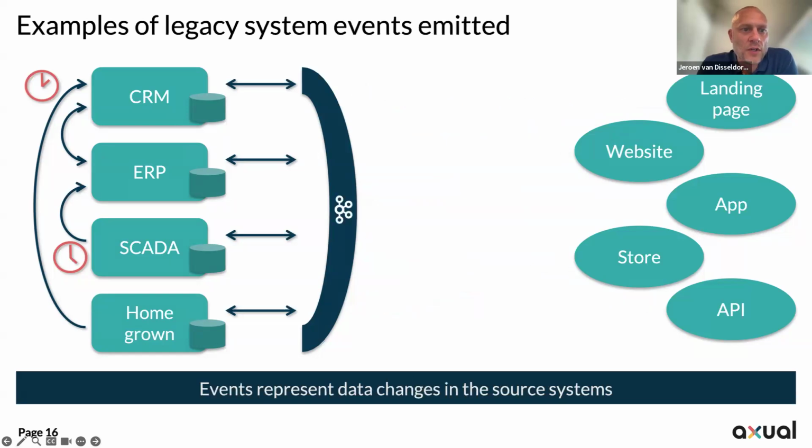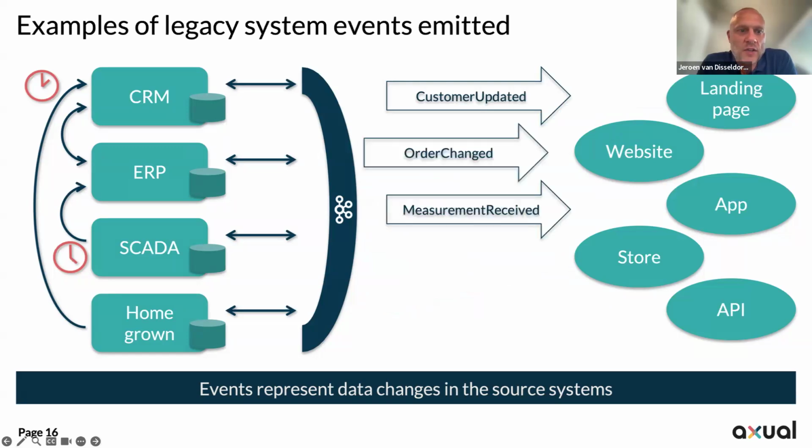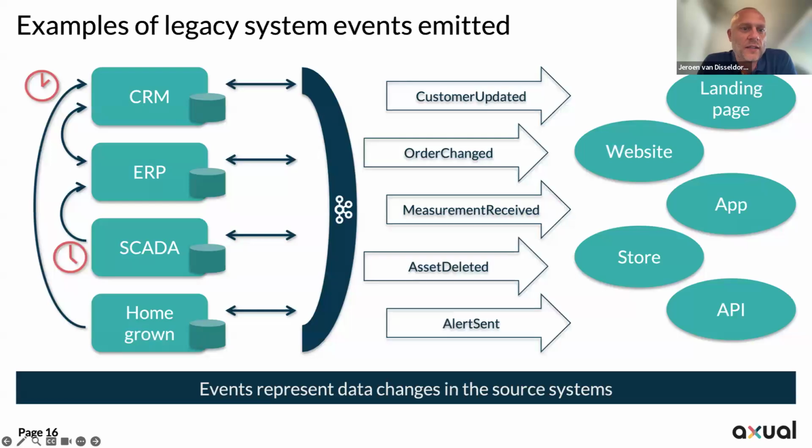The other side of the coin was that data gets updated in those store systems, and that the data changes would be emitted through Kafka. So examples of data changes that could be emitted through Kafka would be the reverse of the commands that you just saw. So customer updated, order changed, you could have a measurement received, an asset deleted, or an alert sent. These would be typical events that can be sent basically to any system. So it's not to any specific system. Any system here can subscribe to Kafka events and then receive them as they come in.